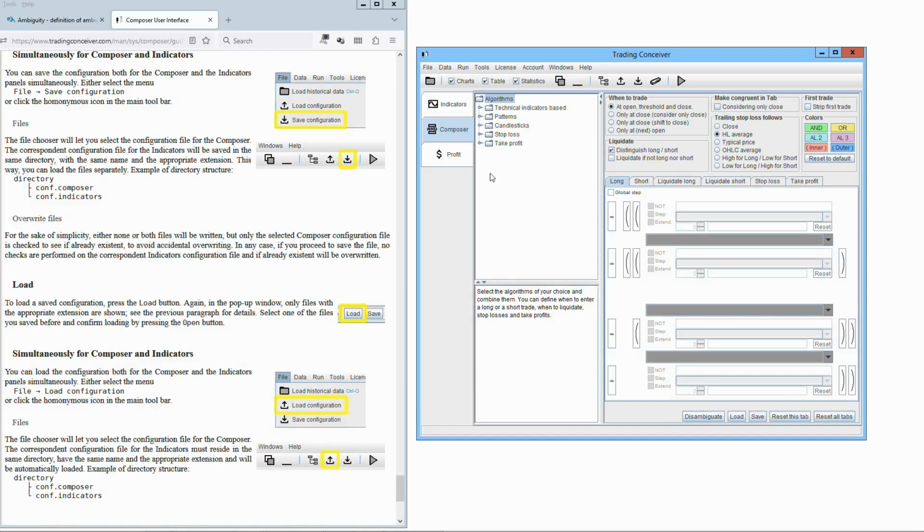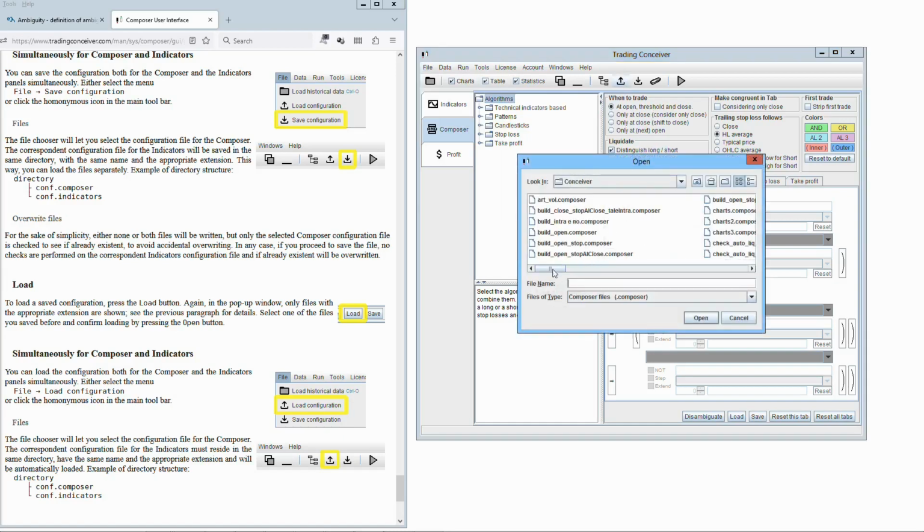You can load the configuration both for the Composer and the Indicators panels simultaneously. Either select the menu File, Load Configuration, or click the homonymous icon in the main toolbar. The file chooser will let you select the configuration file for the Composer. The corresponding configuration file for the Indicators must reside in the same directory, have the same name and appropriate extension, and will be automatically loaded. This is an example of directory structure.